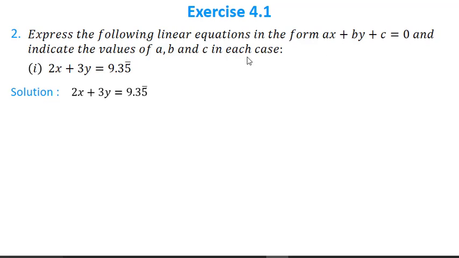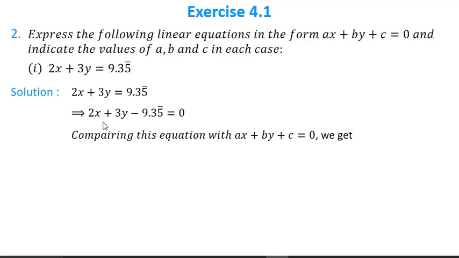So what will we do? We will bring this 9.35 to the left hand side. So we get 2x plus 3y minus 9.35 bar equal to 0. If I compare this with ax plus by plus c equal to 0, I get the value of a as 2, value of b as 3 and value of c as minus 9.35.